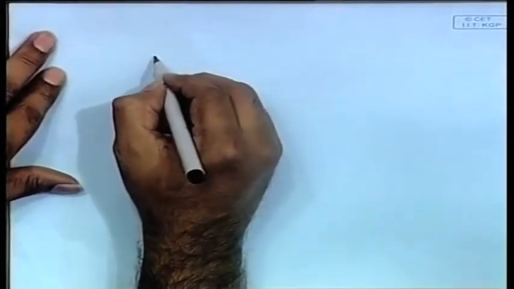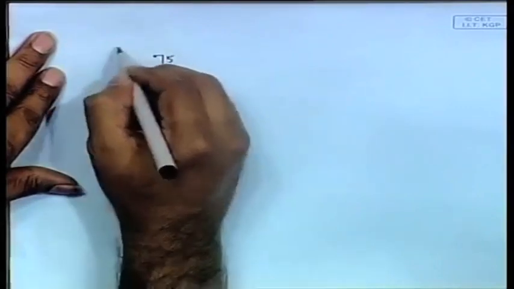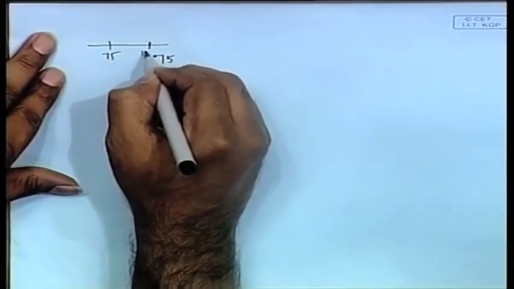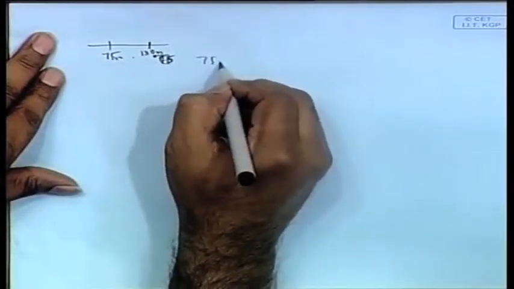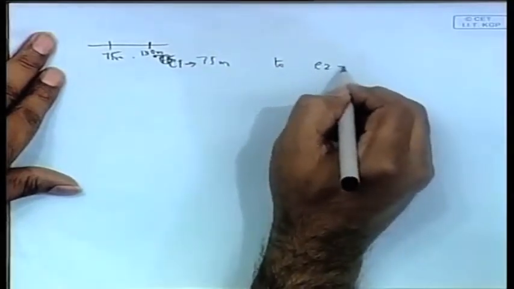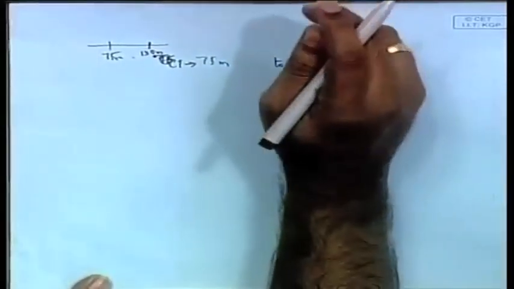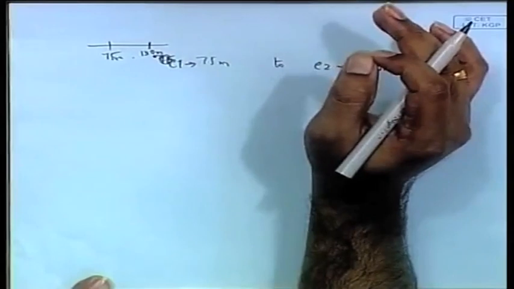Now, you are told that for compartment 1, the movement of weight is from 75 meters forward of AP to 130 meters forward of AP. So, 75 meters is compartment 1, and compartment 2 is 130 meters forward of AP.